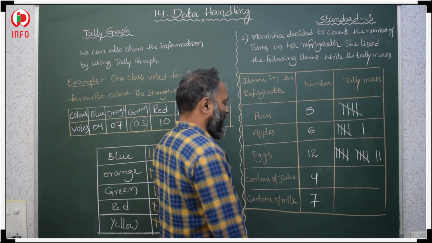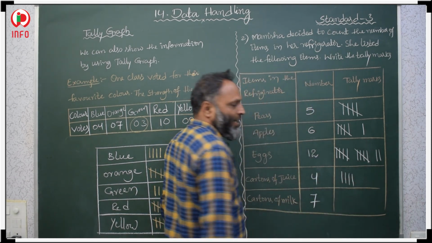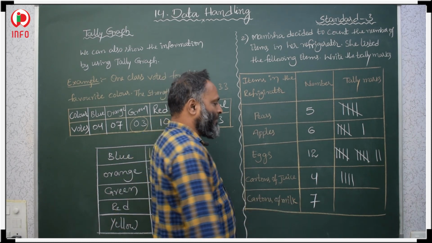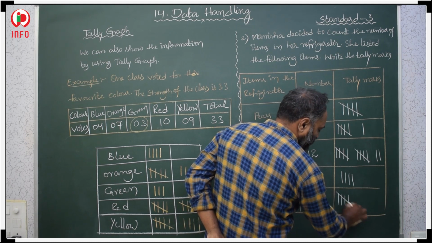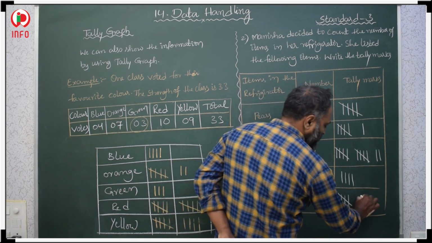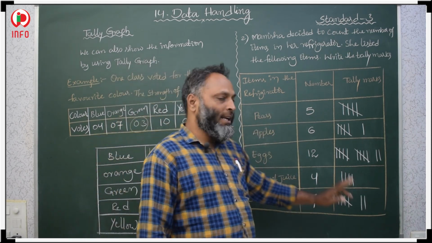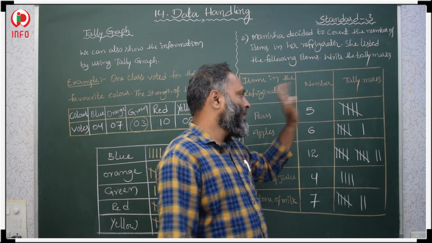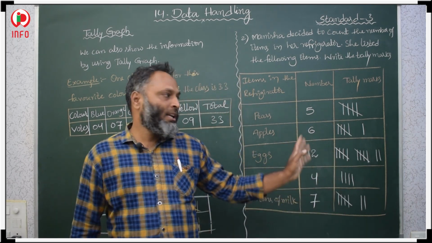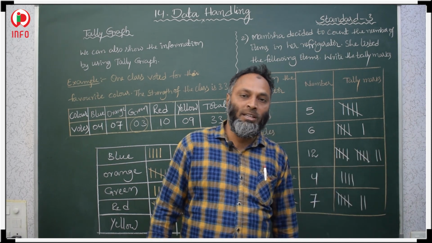Next 4. 4 means 1, 2, 3, 4, 4 vertical lines. Then 7. 7 means first we make a 5 group, 1, 2, 3, 4, 5. 5 lines. Next group 6, 7. So this is how to make tally marks. First we draw 5 lines, then after that, for however many more lines we need, we draw in the next group. If the next group is also completed, we leave some gap and start a third group of lines.